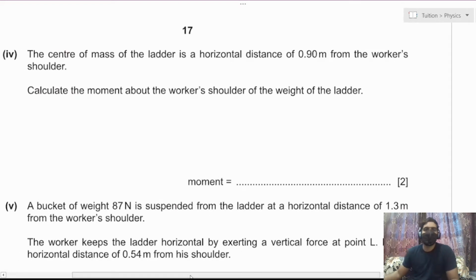The center of mass of the ladder is a horizontal distance of 0.90 meters from the worker's shoulder. Calculate the moment about the worker's shoulder of the weight of the ladder.